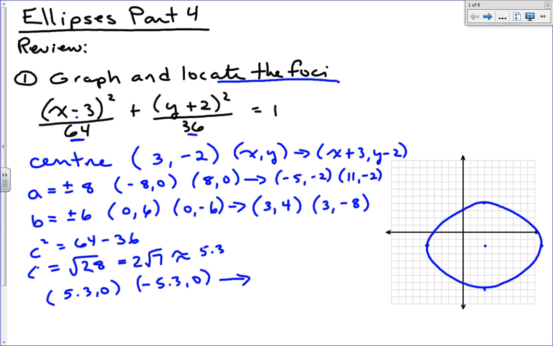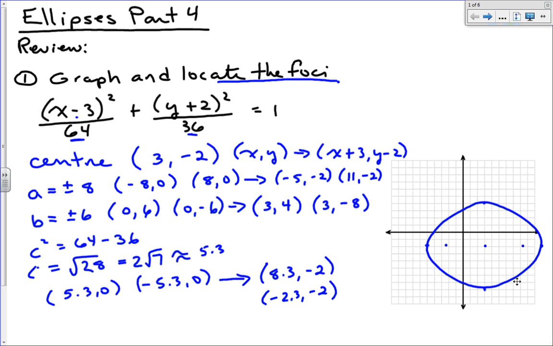So I'm adding 3 to the x values. So I've got 8.3 and subtracting 2 from the y values. Adding 3 to the -5.3 will give me a -2.3, and subtracting 2 from the y gives me a -2. So I'm at 8.3 and -2, and at -2.3 and -2. So there are the foci located on the graph as well.